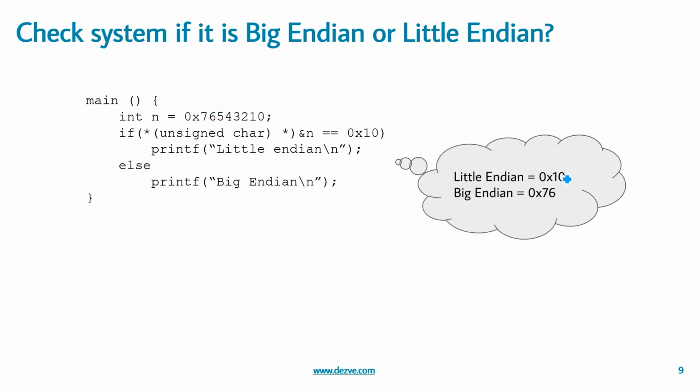So this is the confirmation. You can even print out the value you received from this, and then see for yourself whether it's 10 or 76.